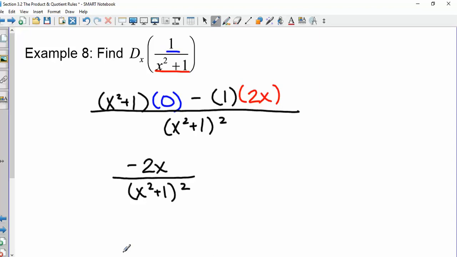Like we said yesterday, technically you could FOIL out the bottom. I don't recommend it only because when we start doing higher derivatives, it's a lot harder to see what reduces when you start multiplying that out. So it's just going to be easier to leave it factored. All right. Let's do some more.